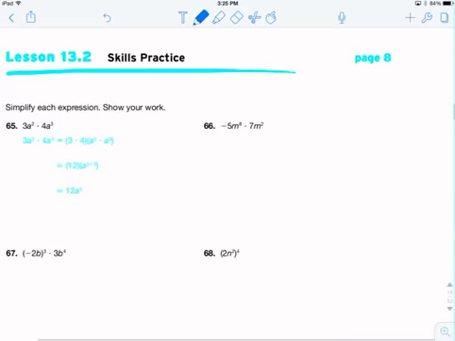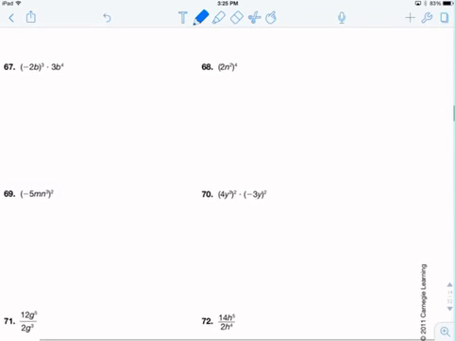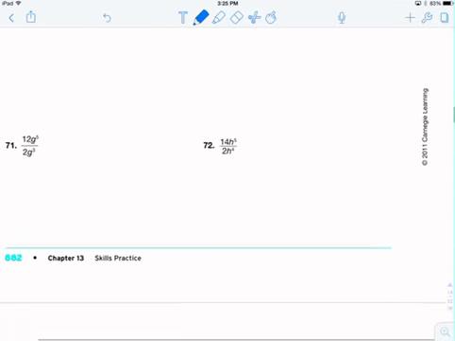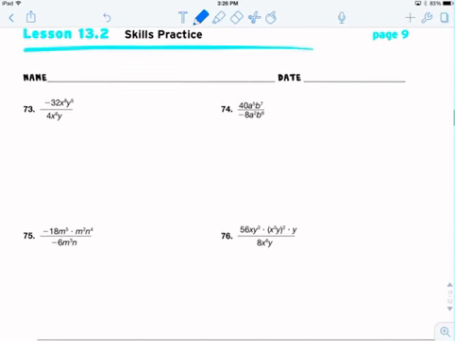And then the next page. Is there any question on the next page? They're all easy? You just multiply the numbers.